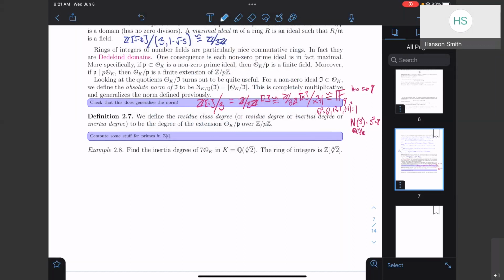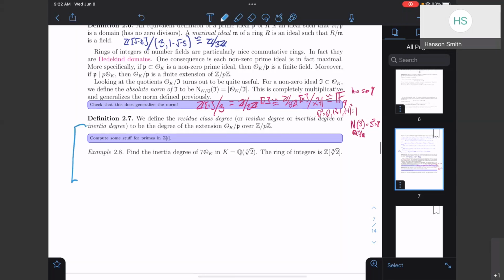So the next definition we want to make is going to be related to trying to understand how primes in the integers break apart in these number rings. There's a real nice way of lining this up and understanding it. I need one more definition, and that's the residue class degree, or residue degree, or inertial degree, or inertia degree. These terms are confusing, and inertia also means something a little bit different in other contexts. Anyway, I like to call this the residue class degree, and that's what I'll try to call it.